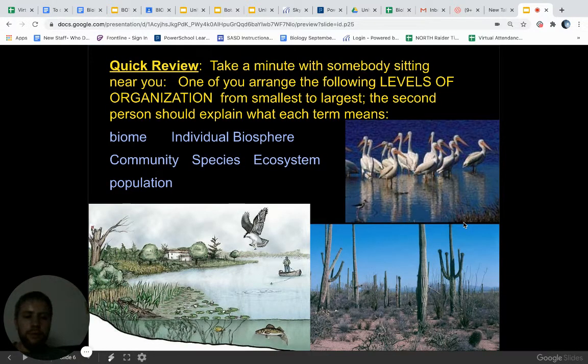So quick review from that section 3.1 worksheet. Go ahead and take a moment to review the levels of organization. You can pause the video right now and do that, and then we'll move on.